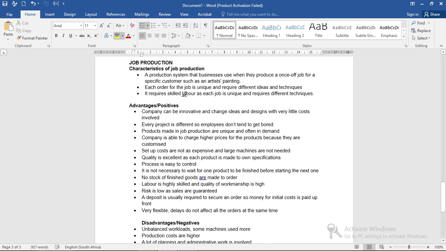So it requires a lot of skilled labor and innovation because we're going to have a lot of different things. One other advantage: the company can be innovative and change ideas and designs with very little cost. It's quite easy to adjust and change things.